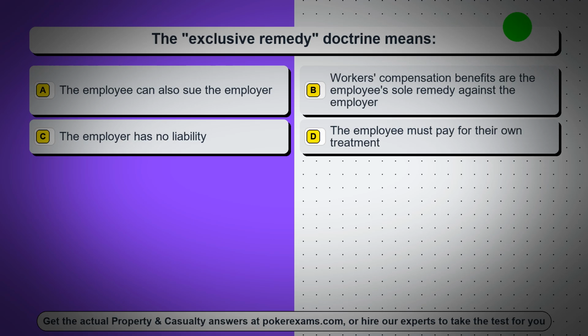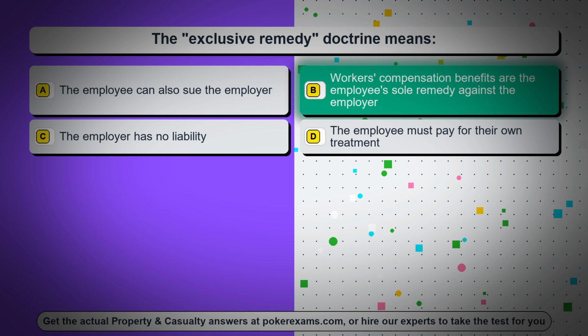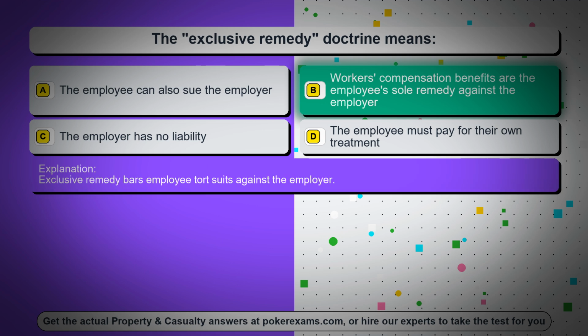Question 7. The exclusive remedy doctrine means: Option A, the employee can also sue the employer. Option B, workers' compensation benefits are the employee's sole remedy against the employer. Option C, the employer has no liability. Option D, the employee must pay for their own treatment. The correct answer is option B, workers' compensation benefits are the employee's sole remedy against the employer. Exclusive remedy bars employee tort suits against the employer.